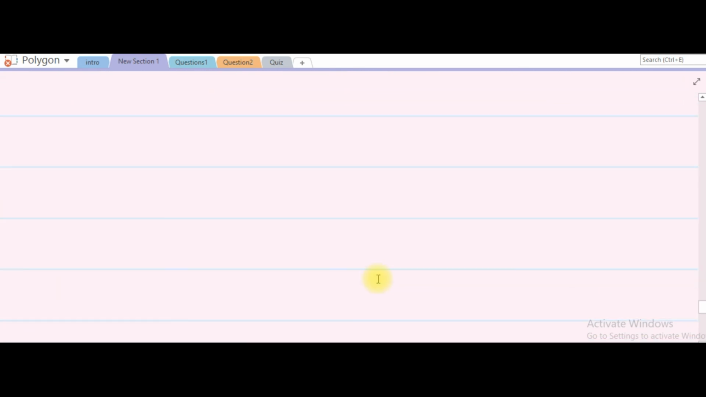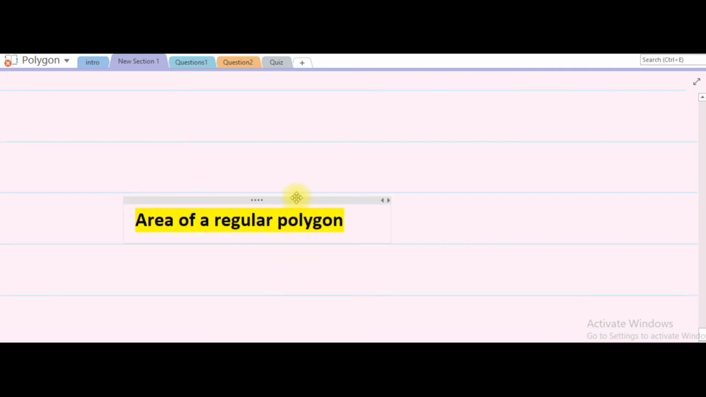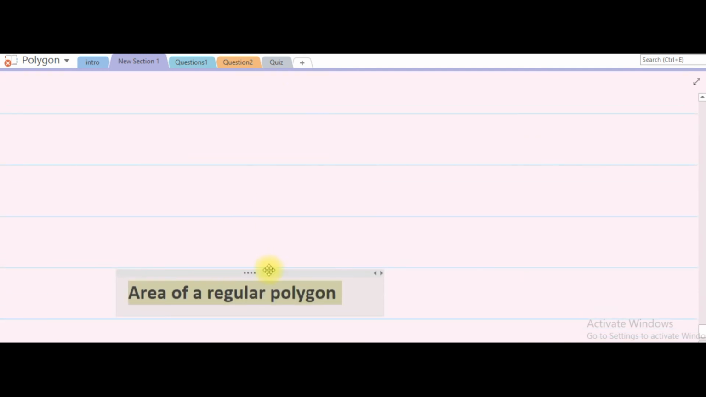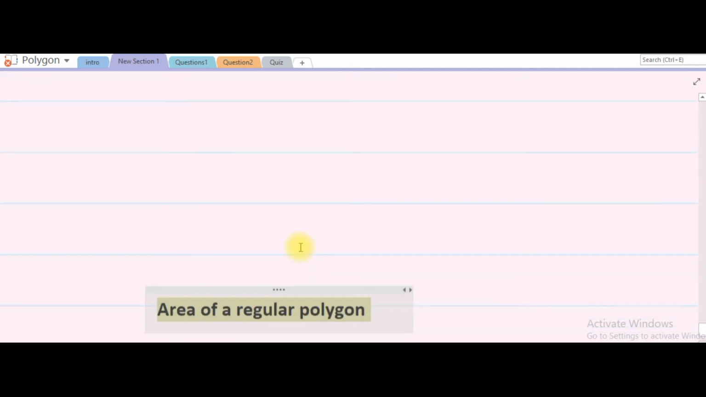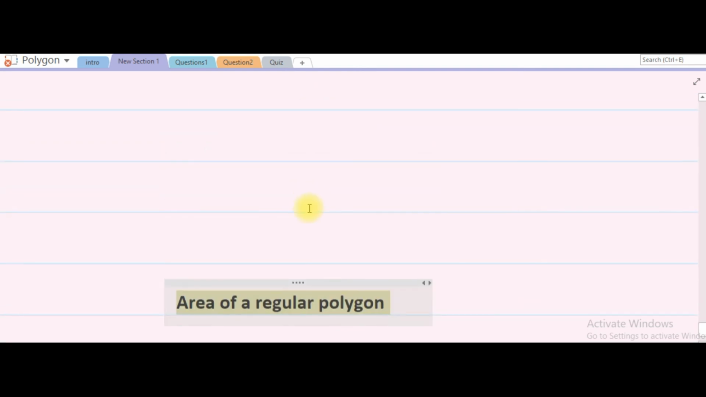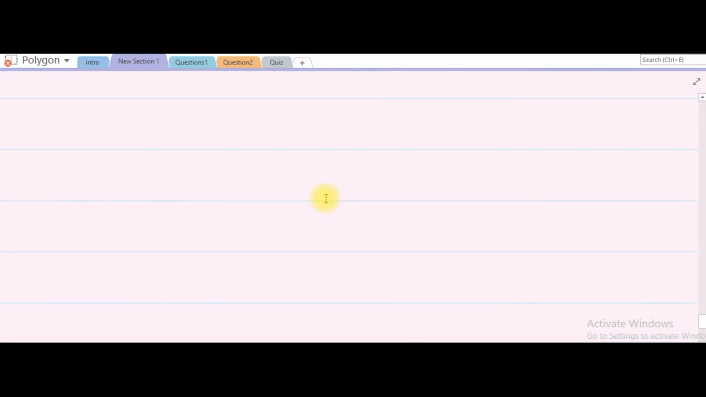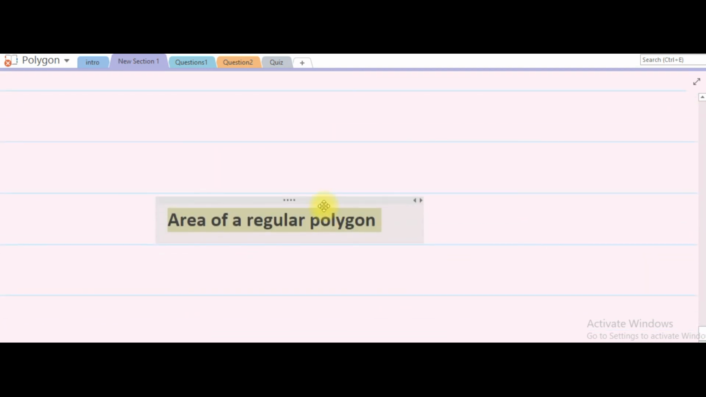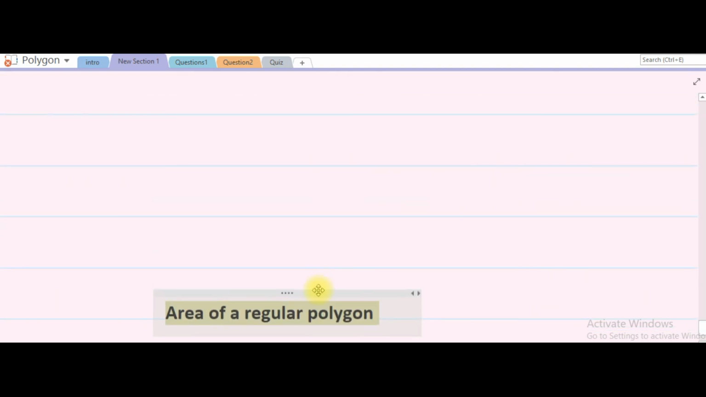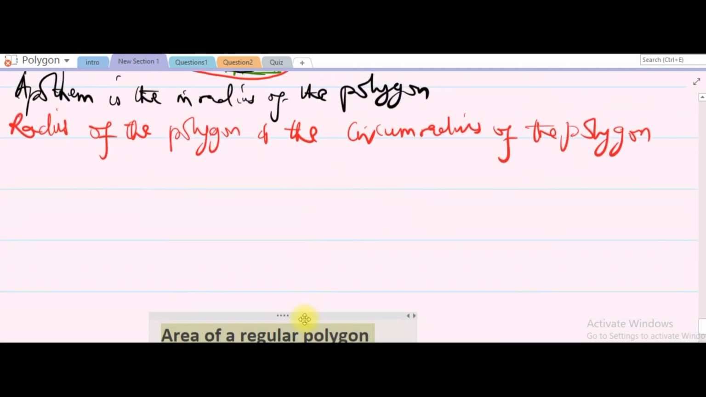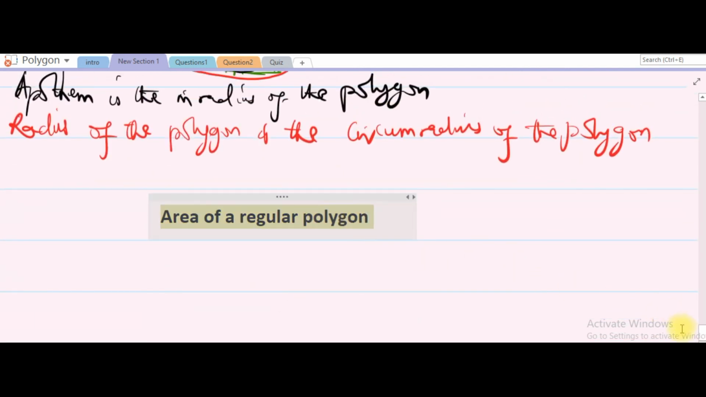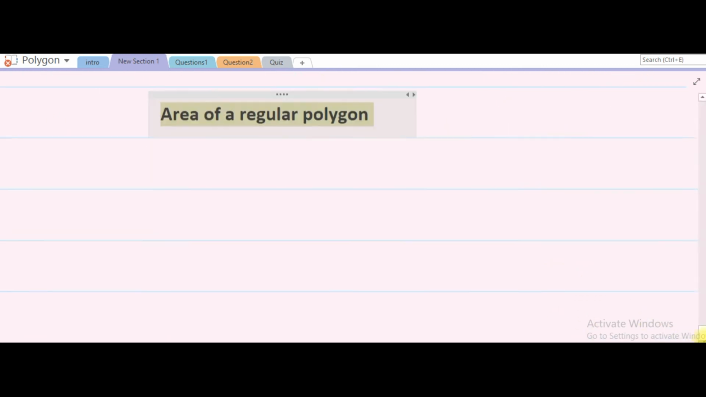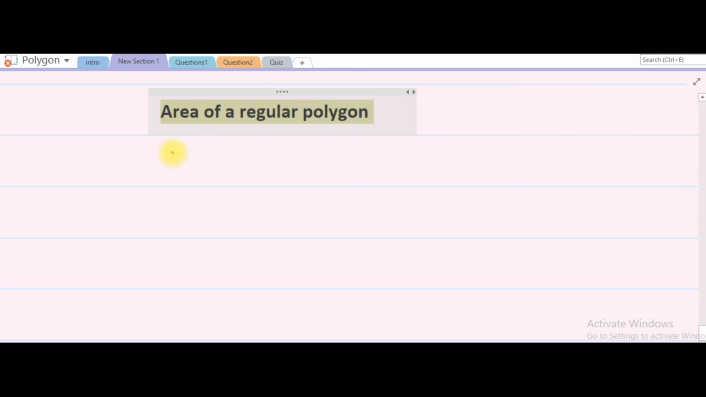So the next one is now the area, which is very, very important. The area of a regular polygon. Why we chose a regular polygon is because it's easier to derive the formula, but for an irregular polygon it's hard. So let's use a hexagon to derive the formula.